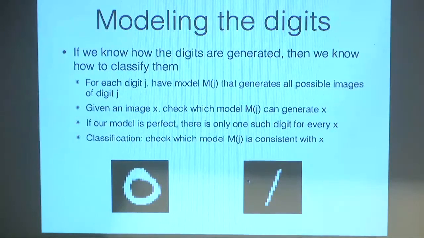Then if we are given access to this perfect model, then classification is easy, because if I give you an image, what you can do is check which one of these models can possibly generate that image. If our model is really good, then there should be only one model that can correspond to that image, and then we just classify the image to that model, right?